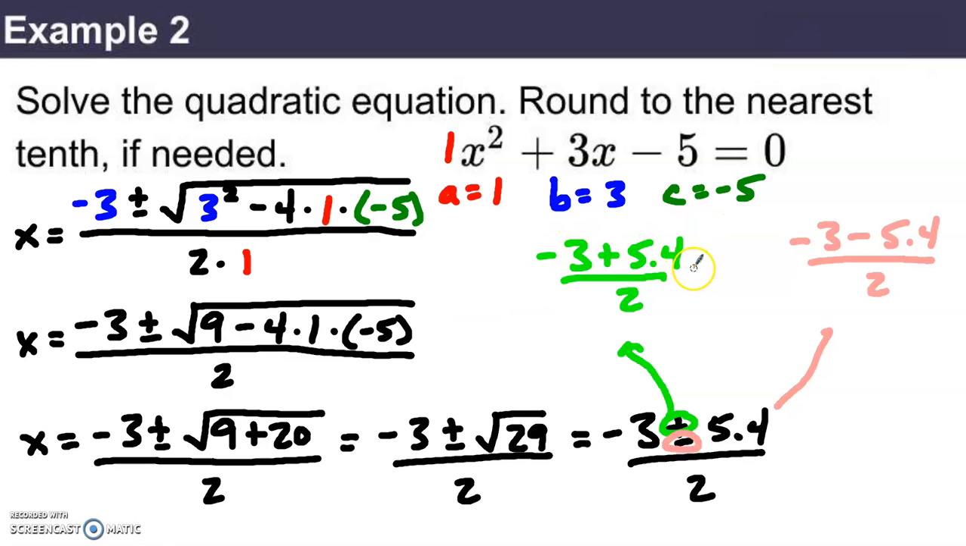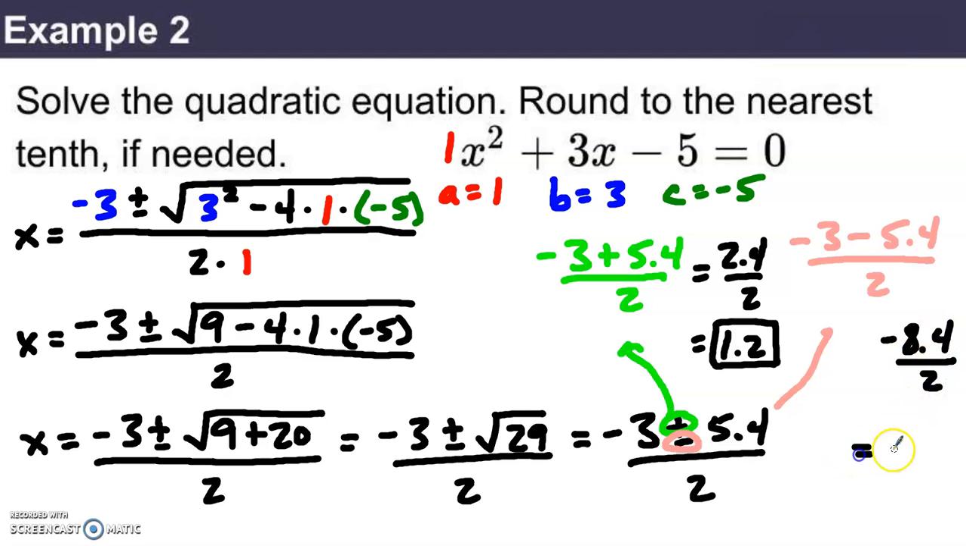Negative 3 plus 5.4 is 2.4 divided by 2, which is 1.2. Negative 3 minus 5.4 is negative 8.4 divided by 2, which is negative 4.2. My two answers are 1.2 and negative 4.2.